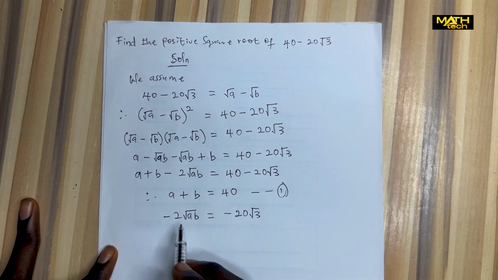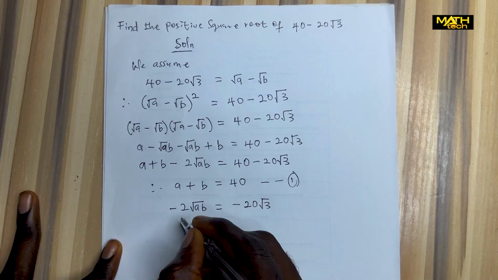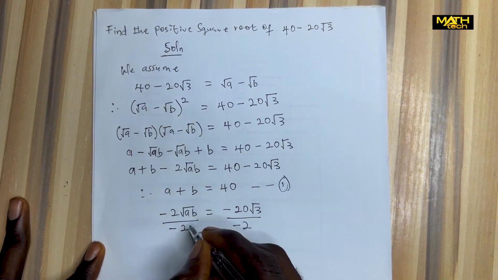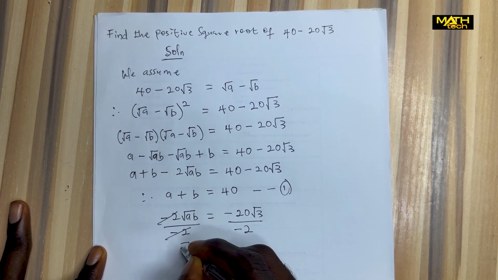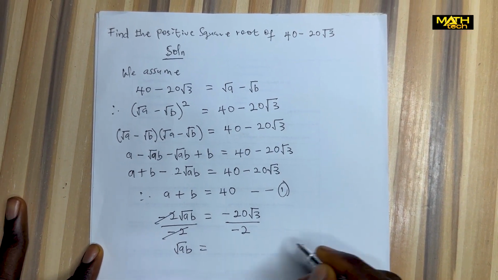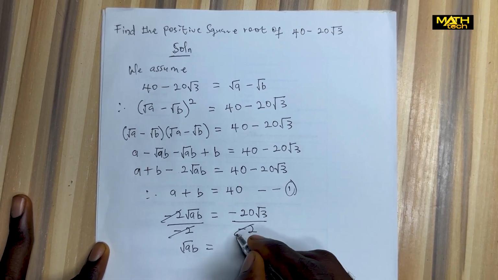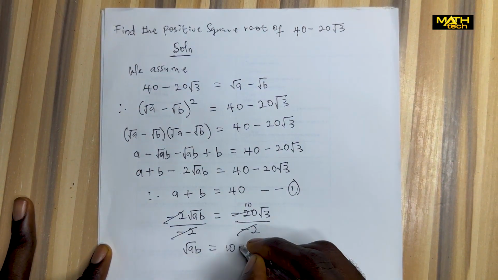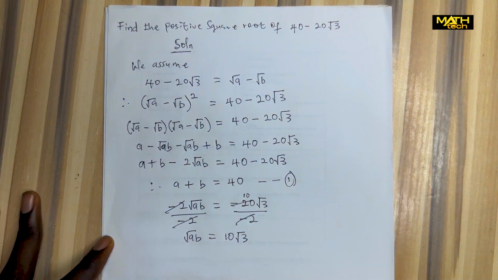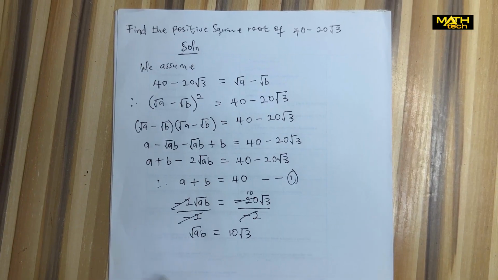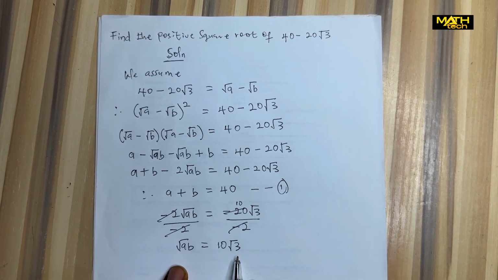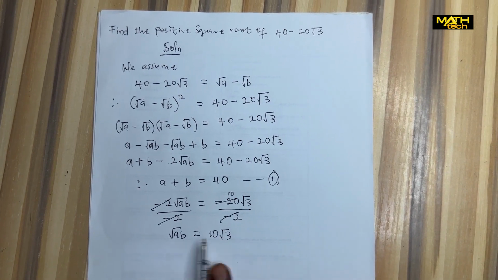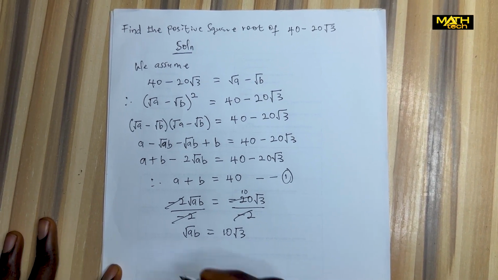So we can divide both sides by -2. When this cancels this, we'll be left with square root of ab equal to, now when -20 cancels -2, we'll be left with 10. So we're having here 10 root 3. So now what do we do next? We are having square roots in the left hand side, and we're also having square root attached to the right hand side. So the next thing we do is that we square both sides, both the left hand and the right hand side.